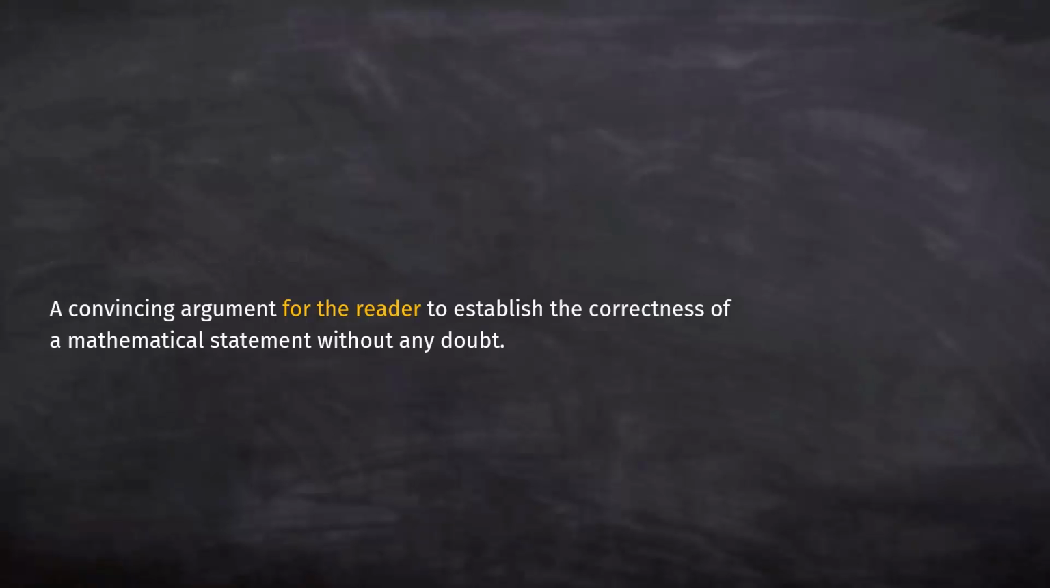Firstly, it's an argument for the reader, so not for ourselves when we're writing the proof. Because if all is well, when we're writing it, we are already convinced that it's true. So when writing it, we should always take into account that someone else needs to understand what is happening.